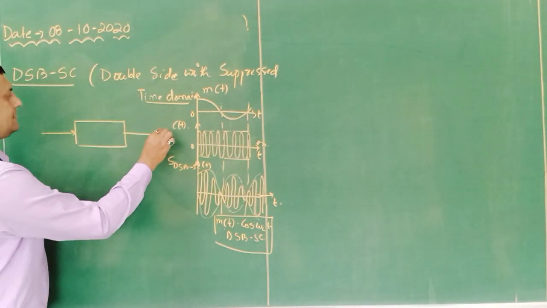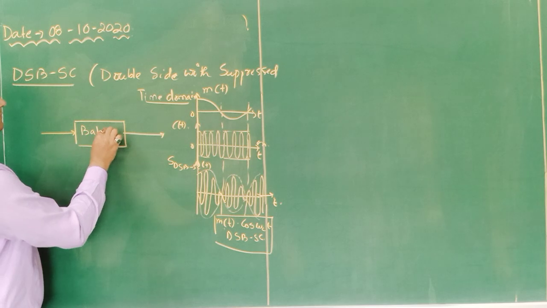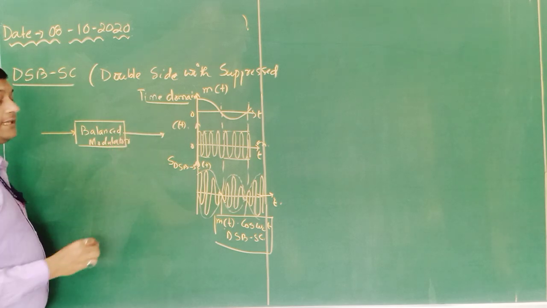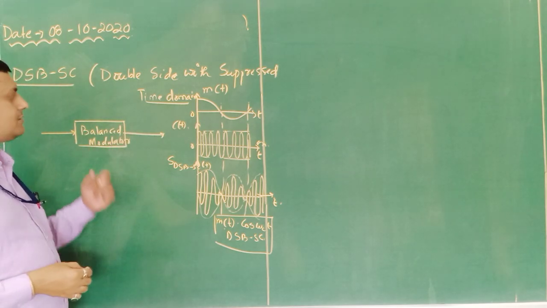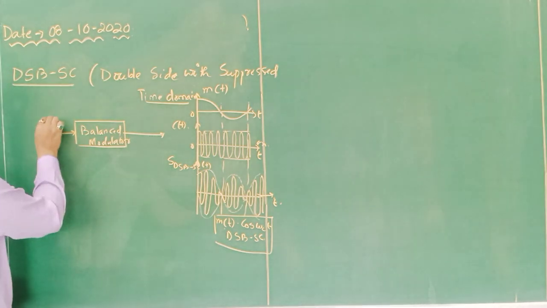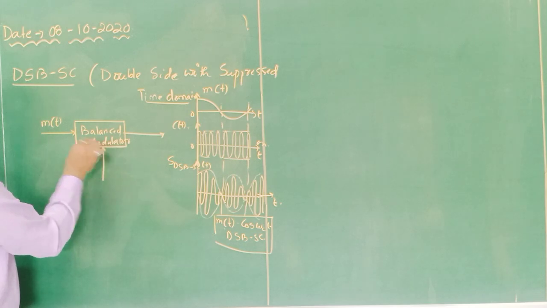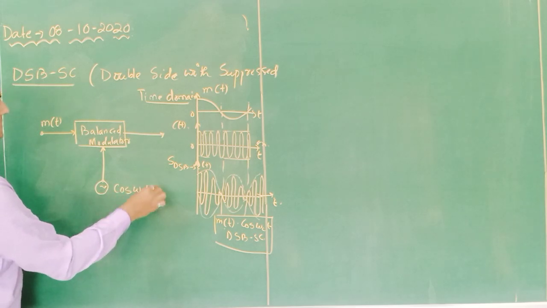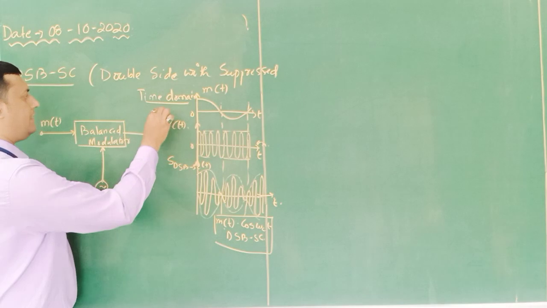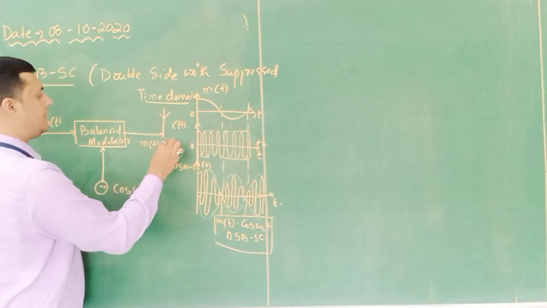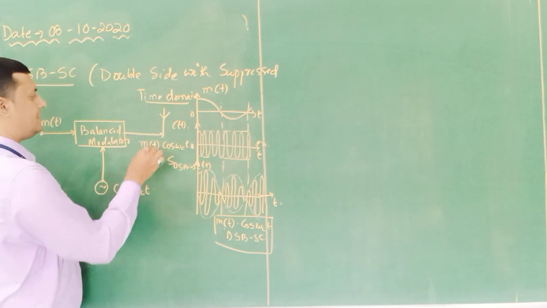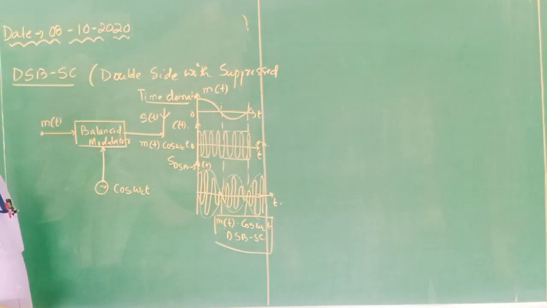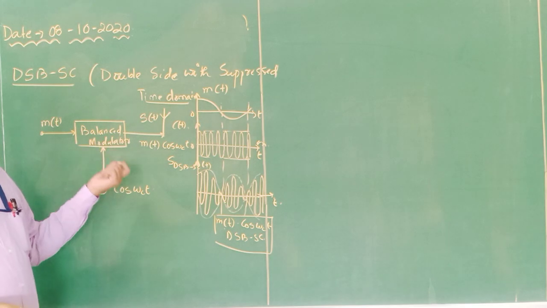Okay. So this is my balanced modulator. But when I am generating an AM signal, I am using the product modulator. This is the difference. So this is the balanced modulator. On one side the message signal is provided, and here we are providing the carrier component cos omega ct. Okay, and the output we are getting is m of t into cos omega ct. So this is the DSB-SC signal we are receiving. So how do we get this DSB-SC signal? It is done with the help of our balanced modulator.